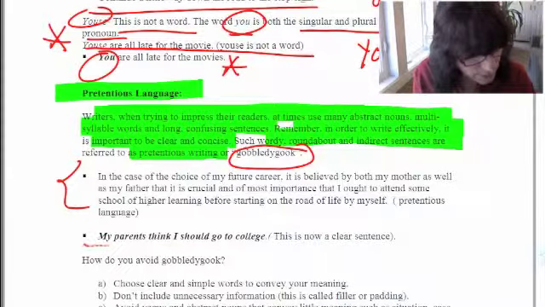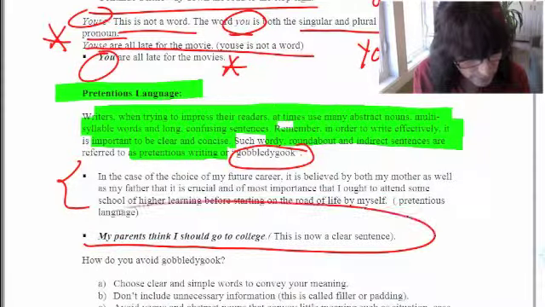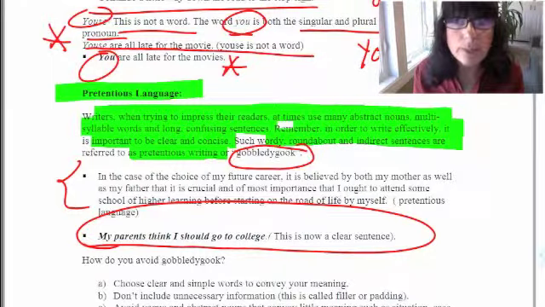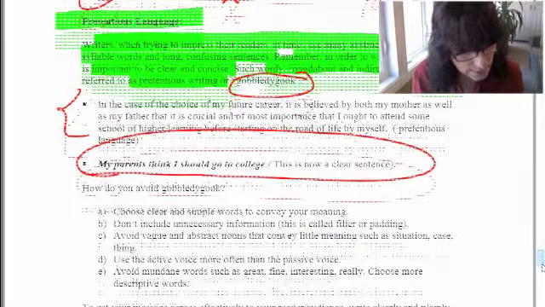Why not get right to the point? And what you mean is, my parents think I should go to college. Just get to the point. It's now a very clear sentence.